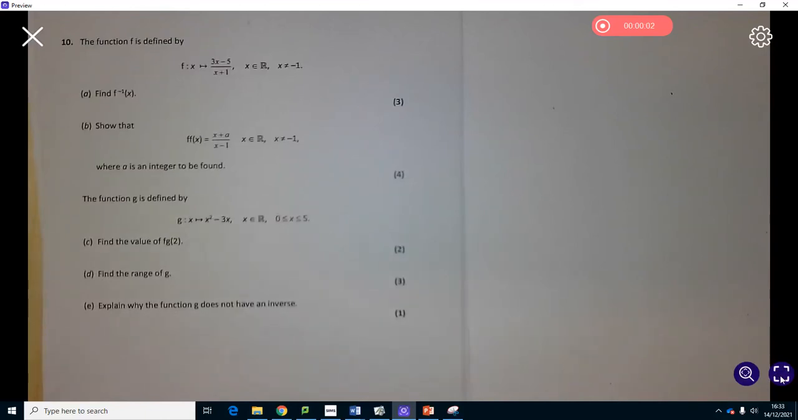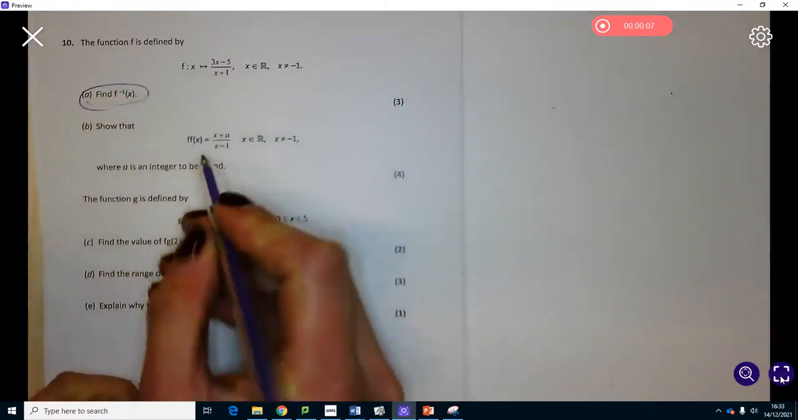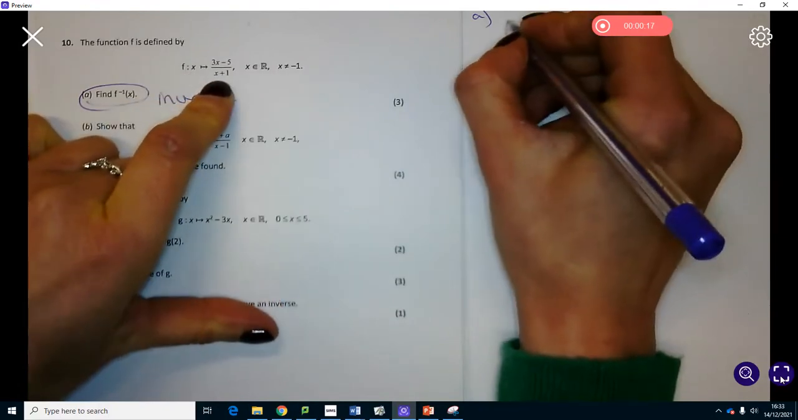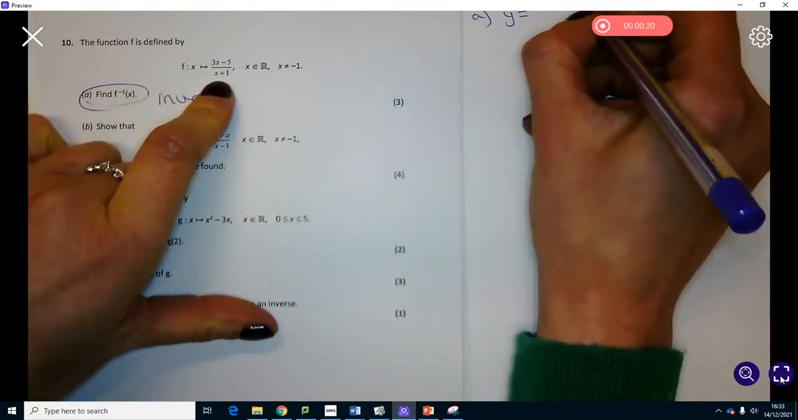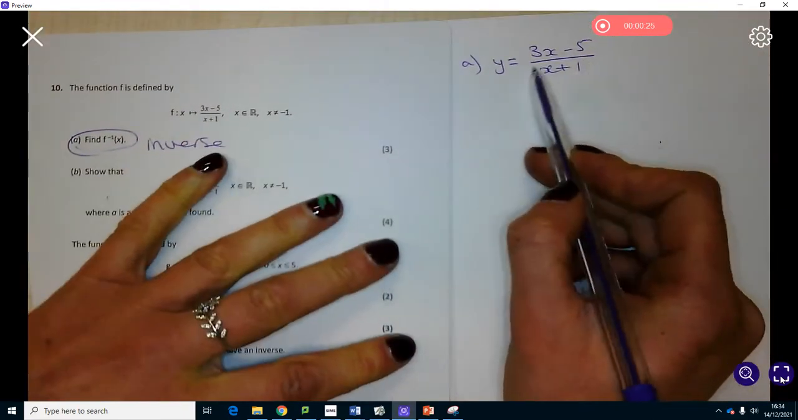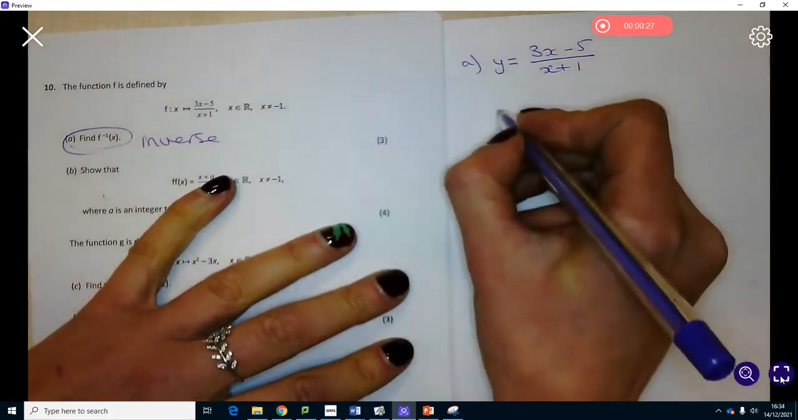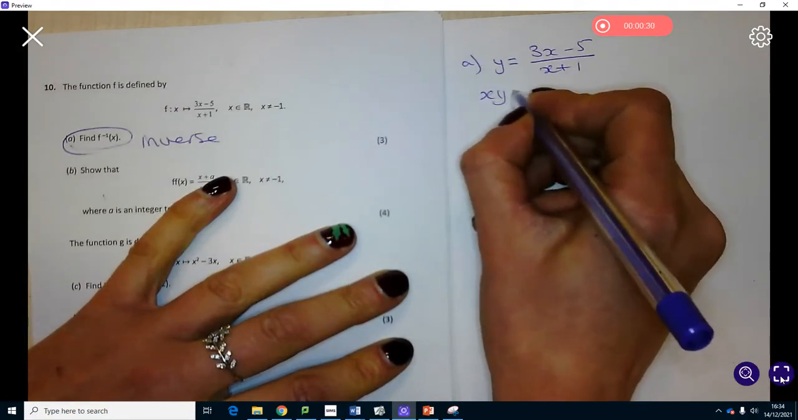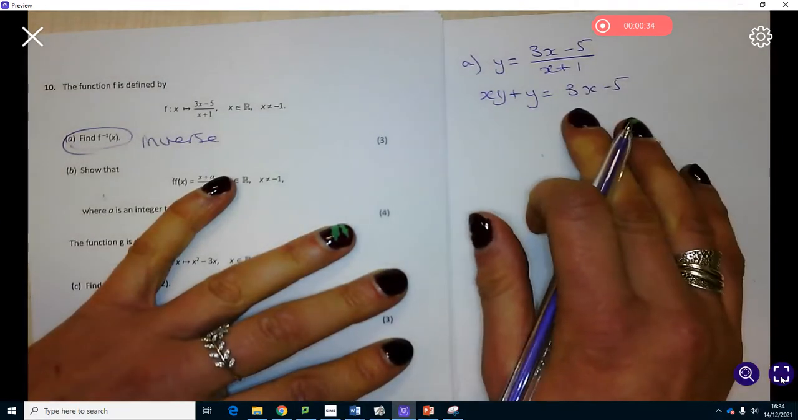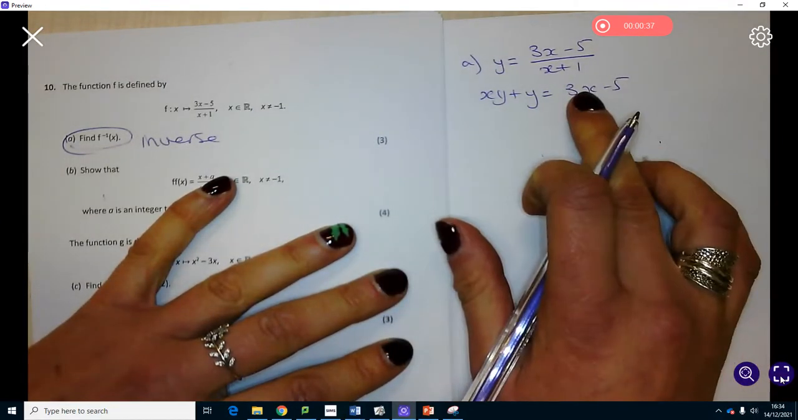Paper 1, question 10. So this is a functions question, and first of all, this notation, f to the minus 1 of x, is asking us to find the inverse function for f of x. So we start off by setting our function equal to y. We then need to multiply by the denominator, so we get xy add y is equal to 3x take away 5. Now we've eliminated the fraction, we need to rearrange this to make x the subject.